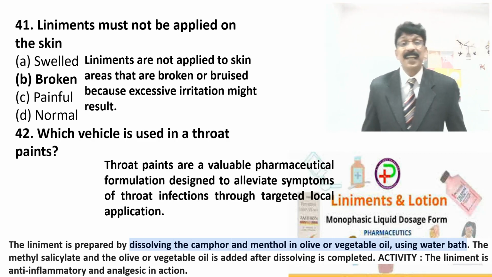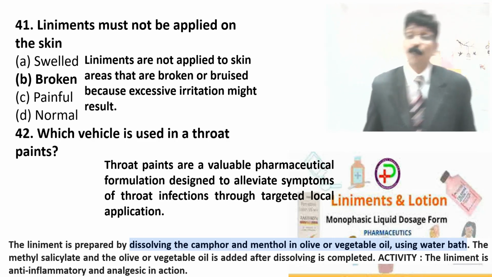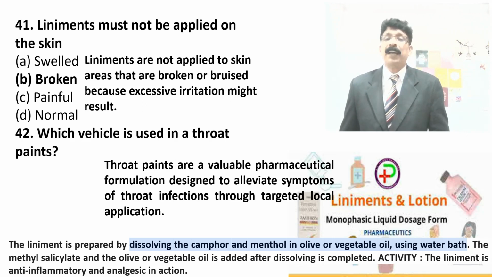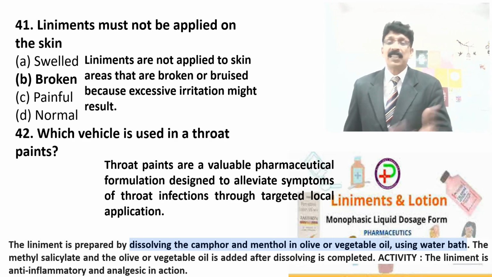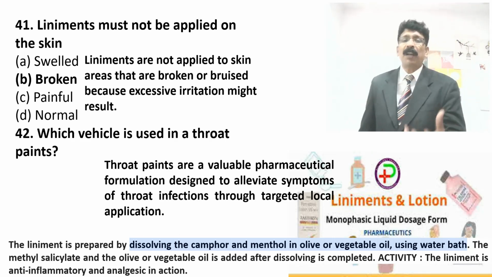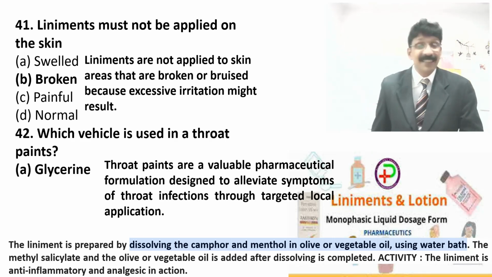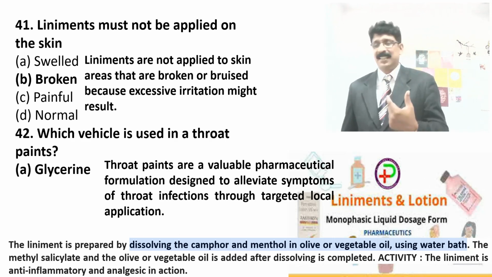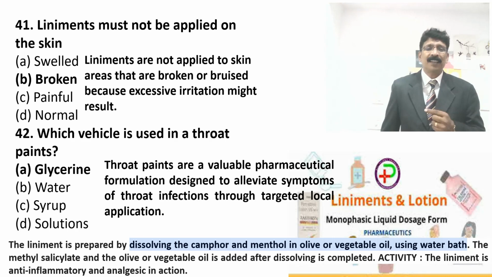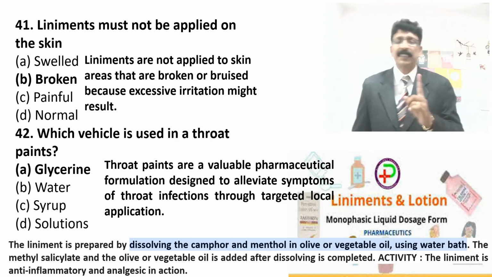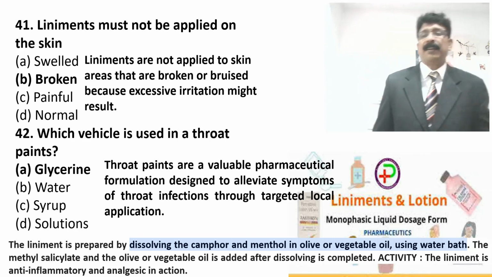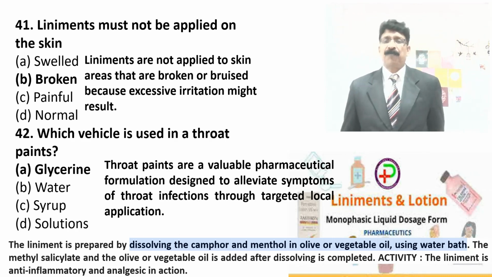Question 42. Which vehicle is used for a throat paint? When you are applying inside the throat, what is the vehicle? Vehicle means not a car or a bike. We are talking about the liquid, the solvent which you have used. Glycerin, because it soothes. So glycerin is the answer. Water, no. Syrup, no. And solution, no. You can say glycerin is a vehicle which can be used for throat paint preparation, formulation.